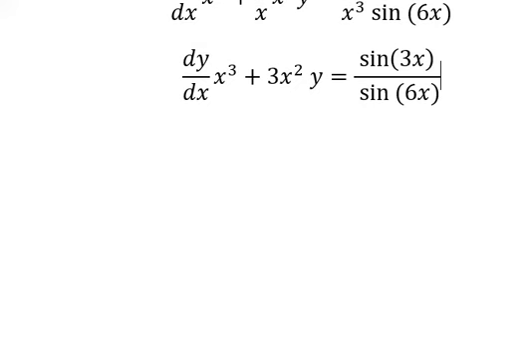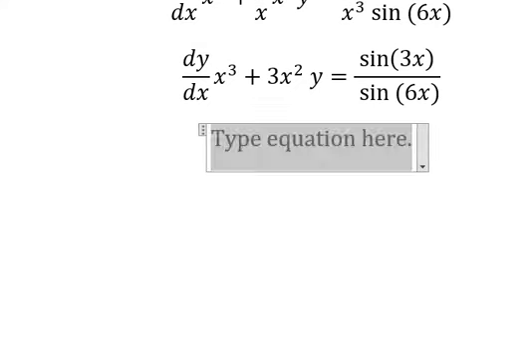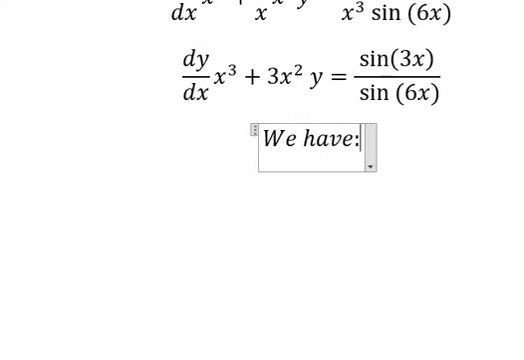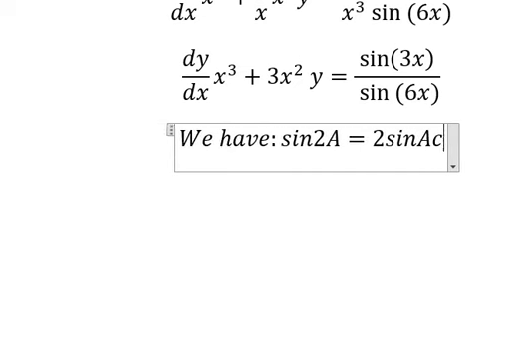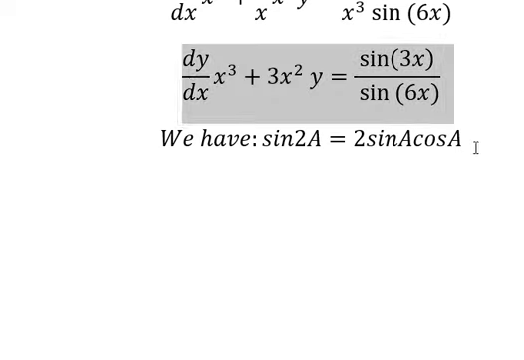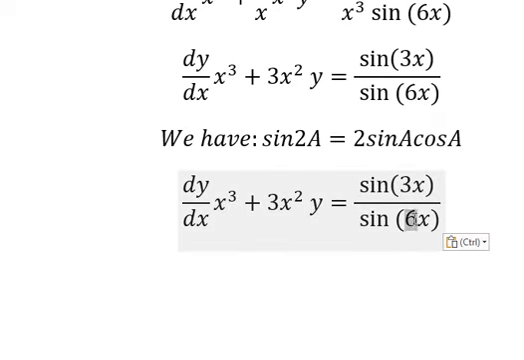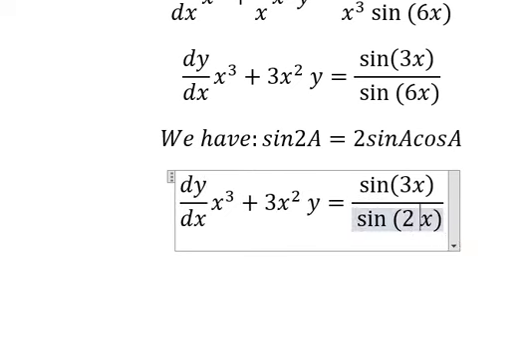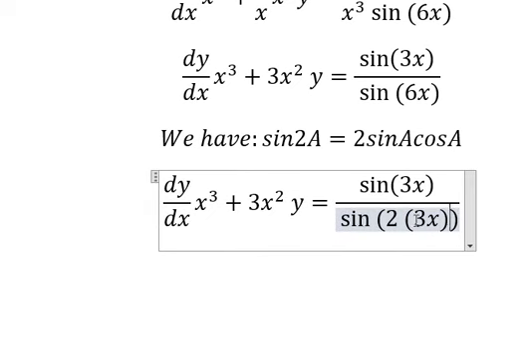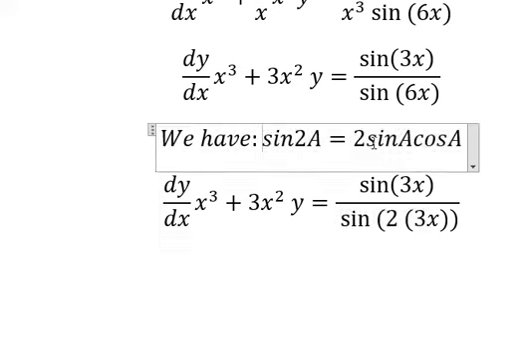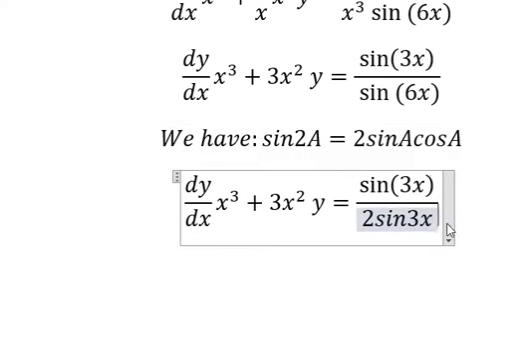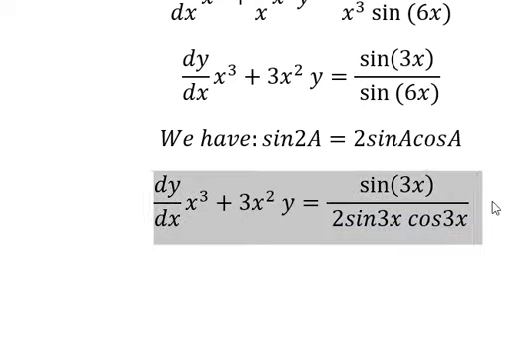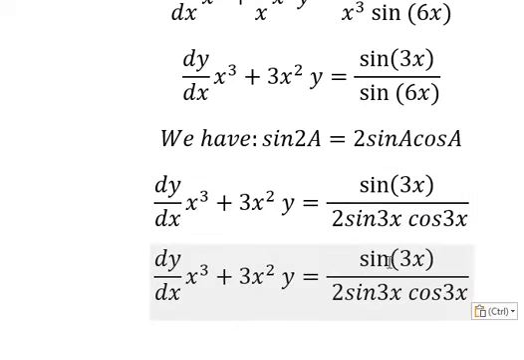Next, we have the formula in here. Sine 2a equals 2 sine a cosine a. So sine 6x, that is the number 2 multiplied by 3x. Now we can apply this formula for this one. Next, we simplify sine 3x on the numerator and denominator.